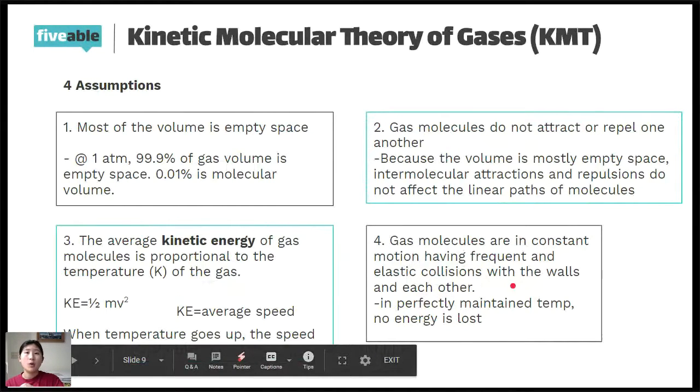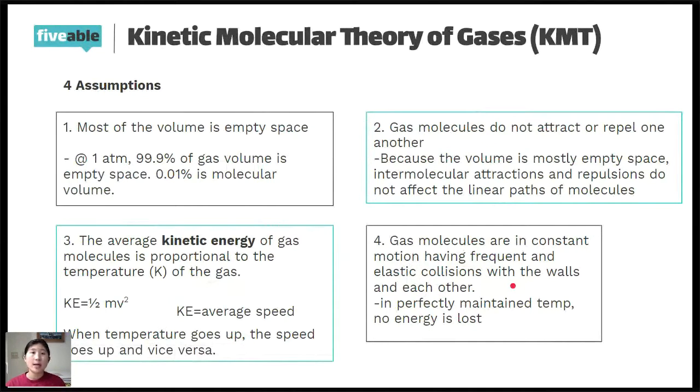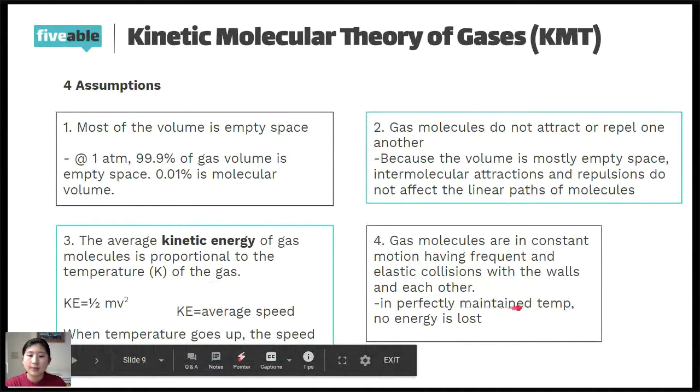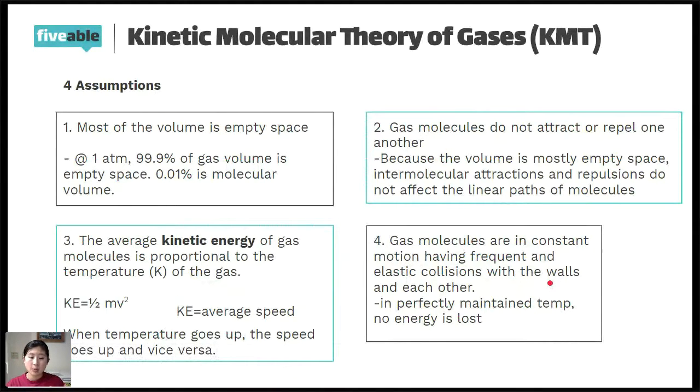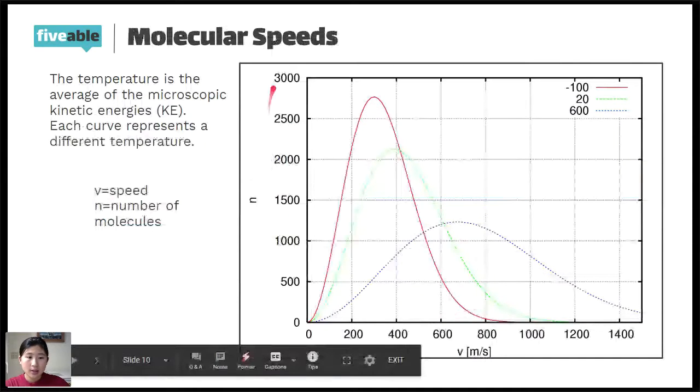So when they bounce against the walls and against each other, they do not lose any energy in the ideal case. So in perfectly maintained temperature, no energy is lost. If we keep the temperature the same, if we're able to maintain it using high-tech lab equipment or something, then when the gases bump into each other, they will not lose any energy. So they'll keep their same speed. They'll maintain their speed.